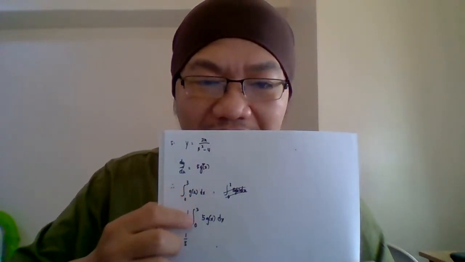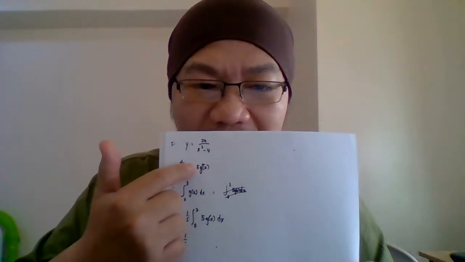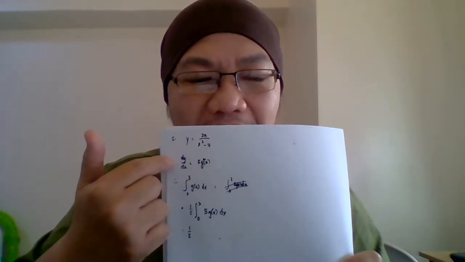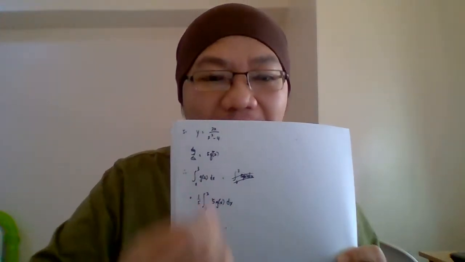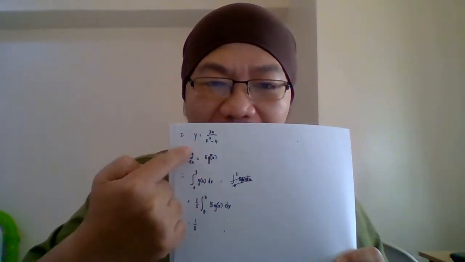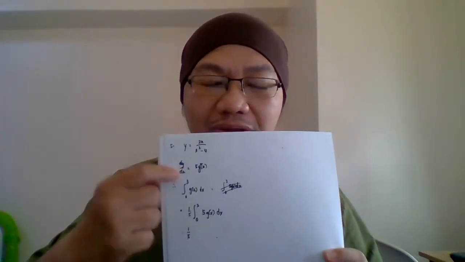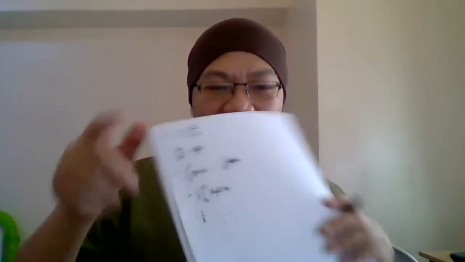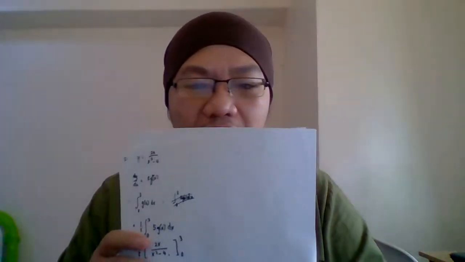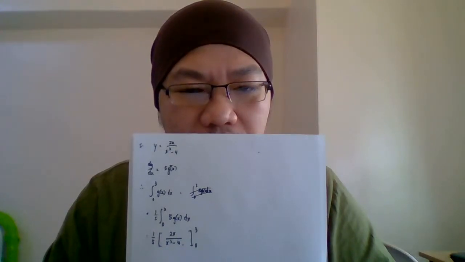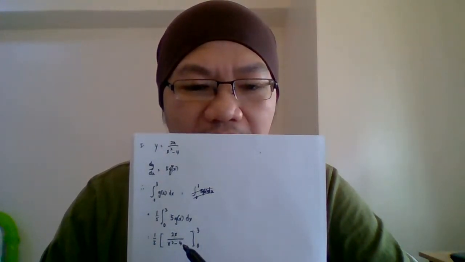So it equals 1 over 5, as usual. Now you see here, integrating 5g(x) dx is actually integrating dy/dx. Please refer to my previous video. That's what I call the connection, the pattern. When we integrate dy/dx, we get y. So it becomes 1 over 5 times 2x over x squared minus 4, to the limits 0 and 3. So 1 over 5 bracket 2x over (x squared minus 4), from 0 to 3.